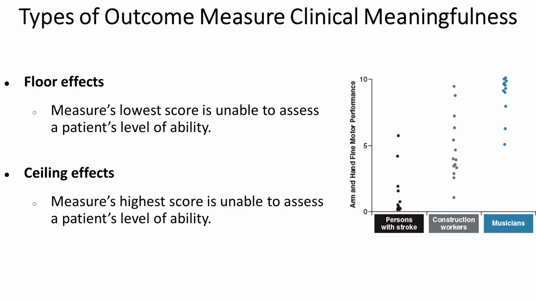Compare that to the far right, where you have the blue dots indicating the performance of musicians. You can see that this test probably wasn't a good enough test for musicians. They have a lot of really good arm and hand fine motor control because they're used to playing their instruments. Since all the blue dots there are collected close to the 10, which is the maximum score for the outcome measure, we call this a ceiling effect. So again, this outcome measure would not be a good choice for proficient musicians because it has a significant ceiling effect.